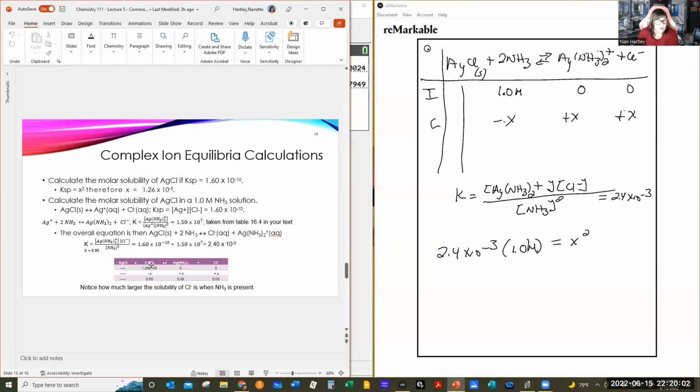And then I've taken that away from the initial concentration to get my equilibrium concentration of NH3, Ag(NH3)2+, and the Cl minus, both the cation and the anion.